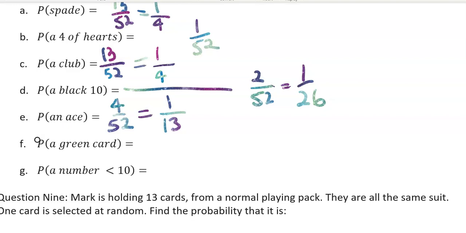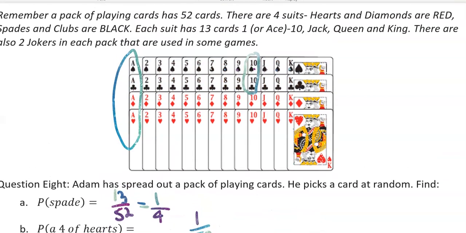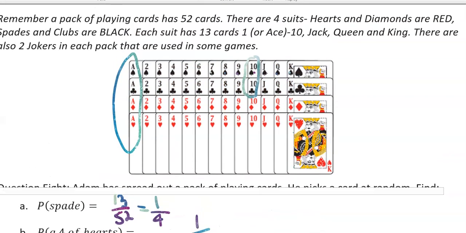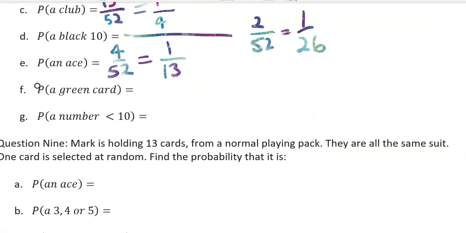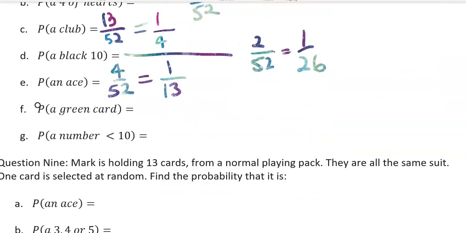All right, a green card. How many green cards are in the pack? I'm not seeing many at all. In fact, there's none. So the probability of choosing a green card is 0. There's absolutely no chance that I can choose a green card. There's no such thing as a green card. They're black or they're red.